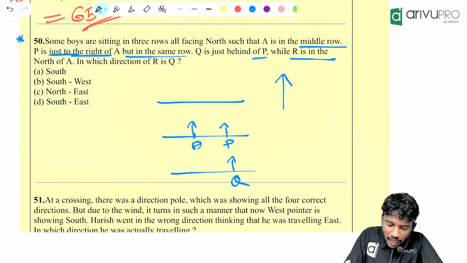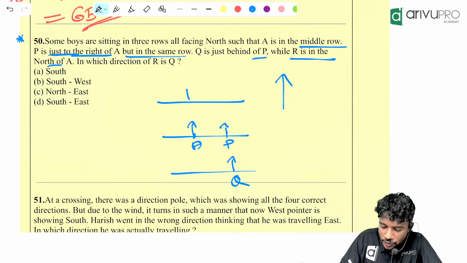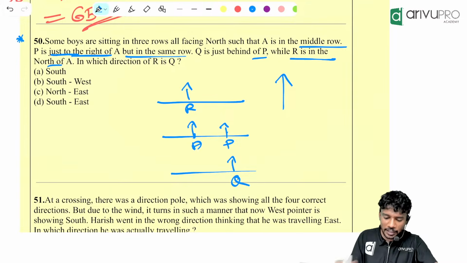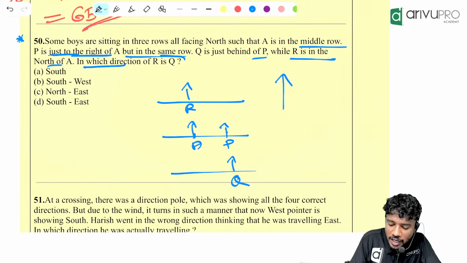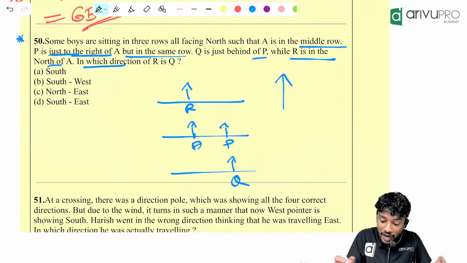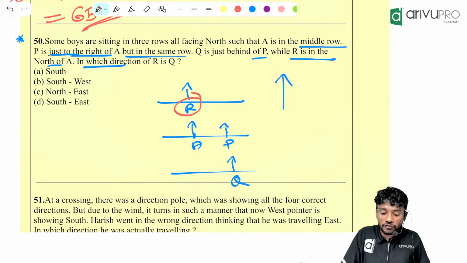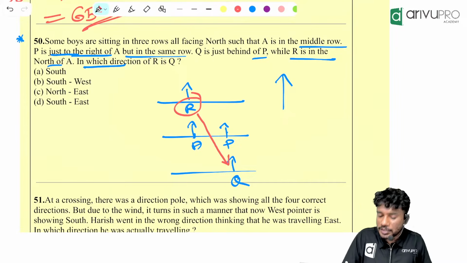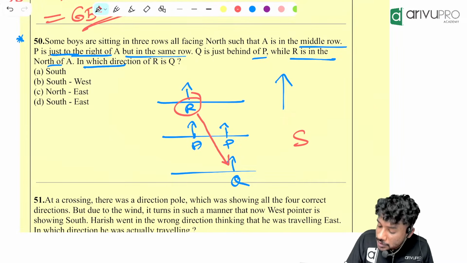Then, R is north of A. R is north of A means R will be where? R will be over here. Now tell me, in which direction of R is Q? Which is this direction? This is what? Southeast direction.